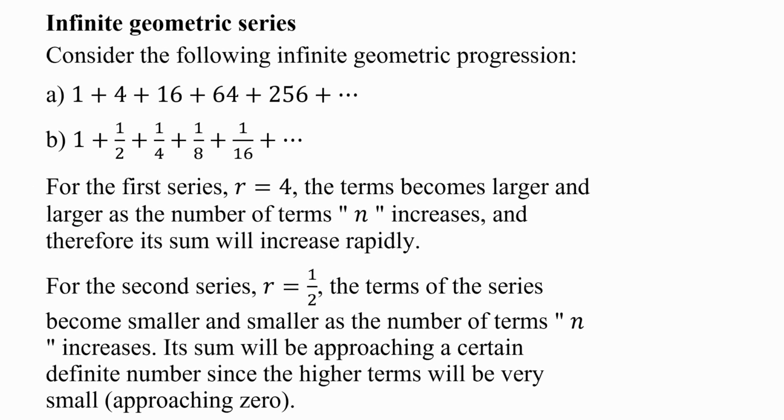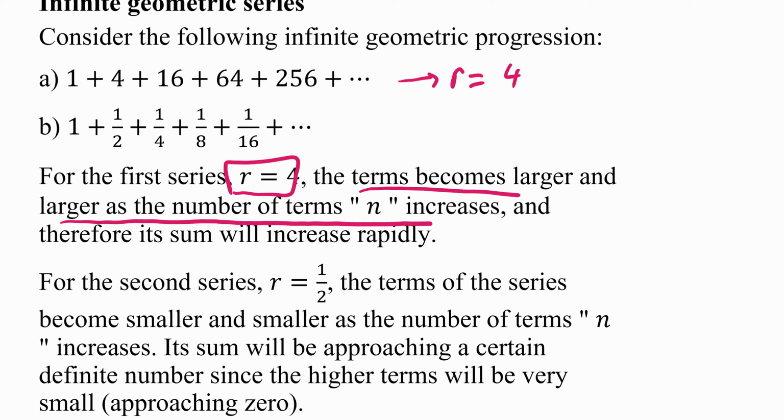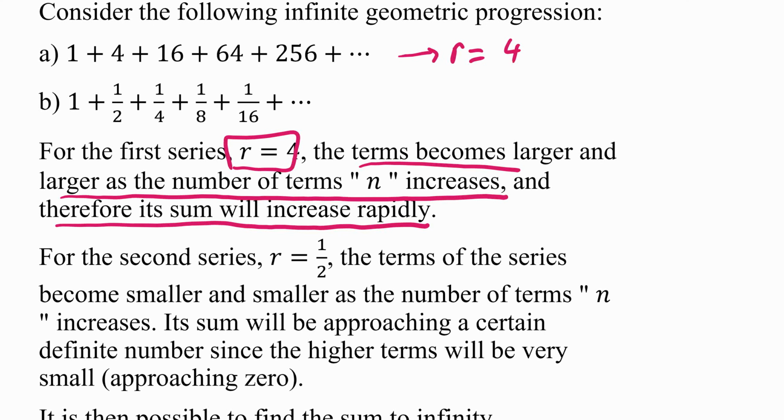From the series we have here, dear students, we can see that with this one, the common ratio is 4. With a common ratio of 4, the terms become larger and larger as the number of terms n increases, and therefore its sum will increase rapidly. But for the second case, you can see that the terms decrease as the number of terms increases, and it is because the common ratio was 1/4, dear students.